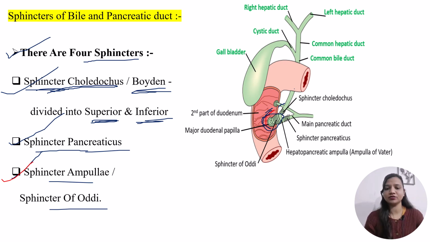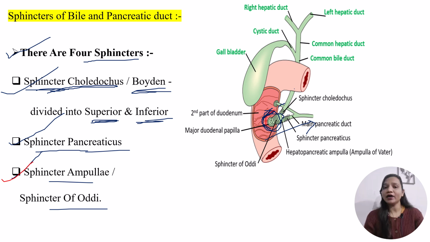So it surrounds the ampulla of Vater, and it regulates the flow of bile into the duodenum and prevents the backflow. This sphincter is very important in regulating the flow of bile into the duodenum during the process of digestion, and it also prevents the backflow of the bile.